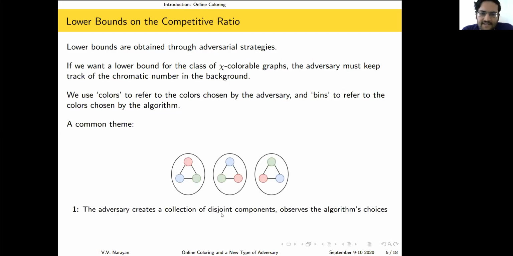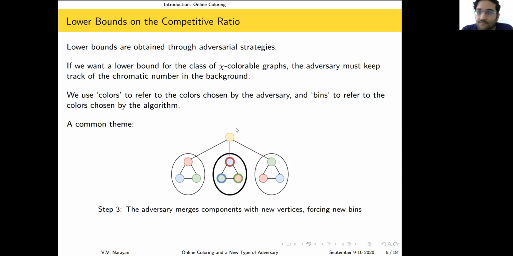First, the adversary creates a collection of disjoint components and observes the algorithm's choices. Then in at least one component, the adversary chooses a different optimal color. So it just switches the optimal coloring around. And then it presents a new vertex that connects all of the components and merges them together. But this forces the algorithm to put the new vertex in a new bin, because while the adversary only sees 2 different colors, the algorithm sees all 3 bins for this vertex.